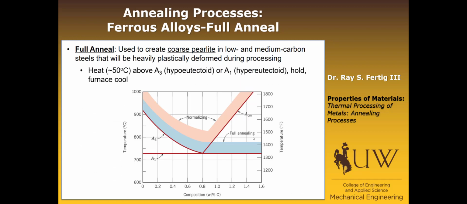And so we do this by heating it about 50 degrees above A3 on the hypoeutectoid side or A1 on the hypereutectoid side, and then we hold it and then we furnace cool it. The furnace cool is a little bit important because it means that it's going to cool more slowly than an air cool, because we can control that temperature on the way down. And so the region that it occurs in is shown here in blue.